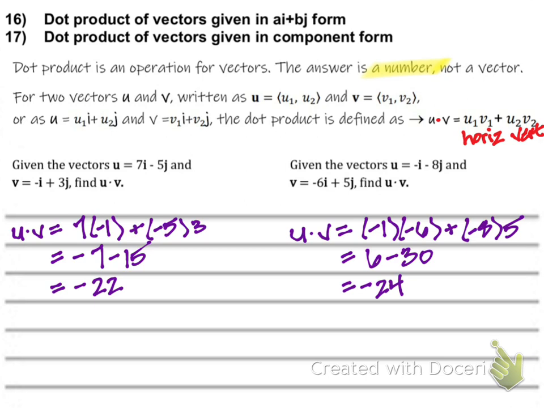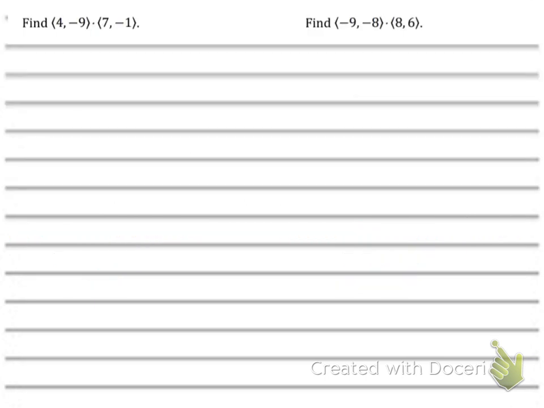If it's written in component form, we do the same thing. So here I'm doing the vector 4, negative 9 with the vector 7, negative 1. So they've already put the dot in there for me, right? So that's going to be 4 times 7 plus negative 9 times negative 1. 28 plus 9, 37.